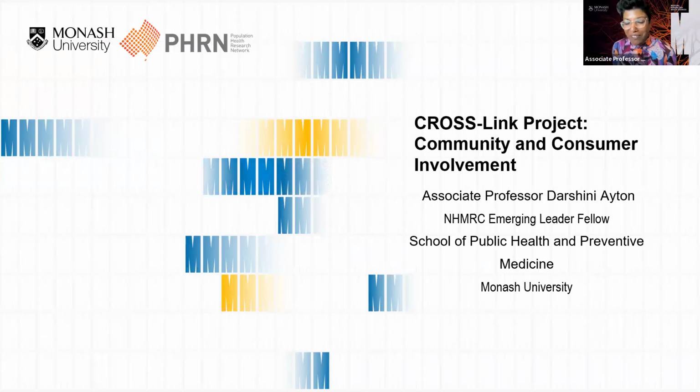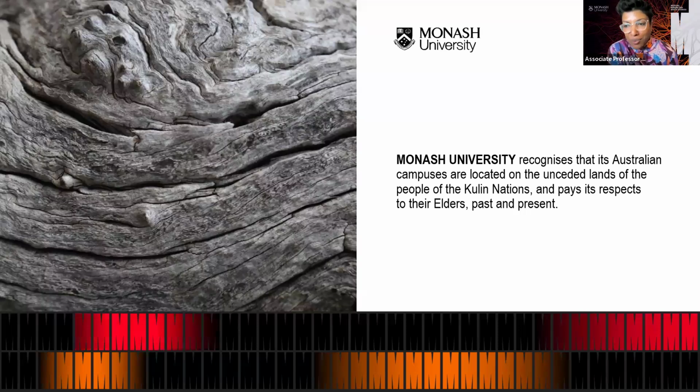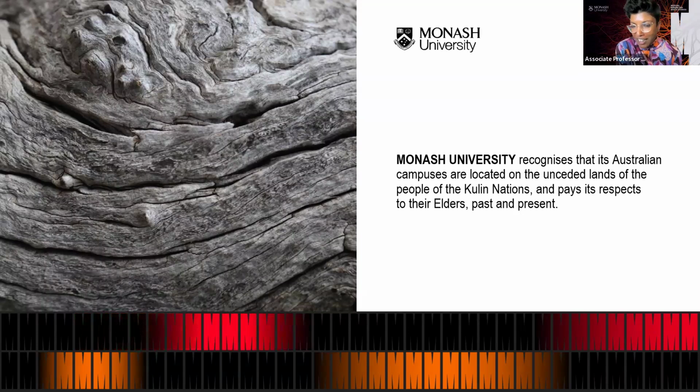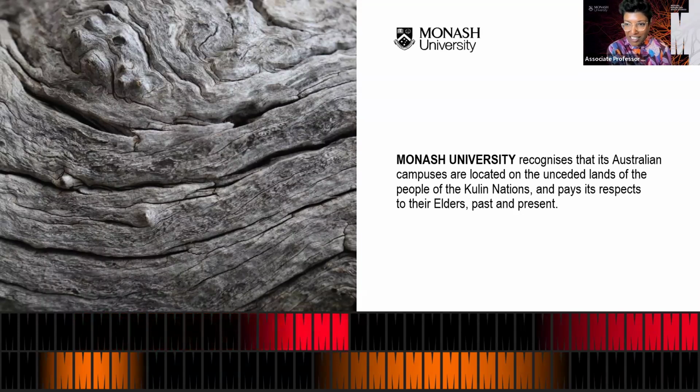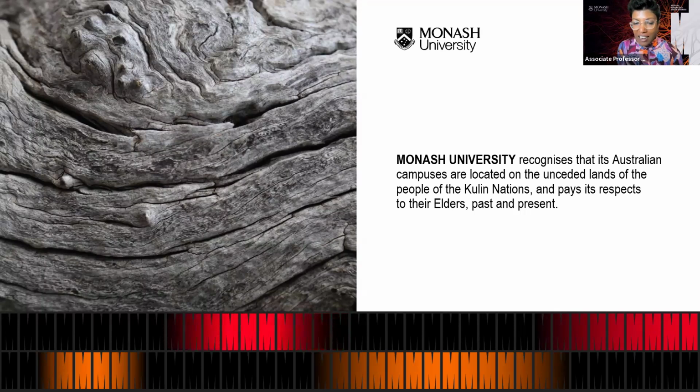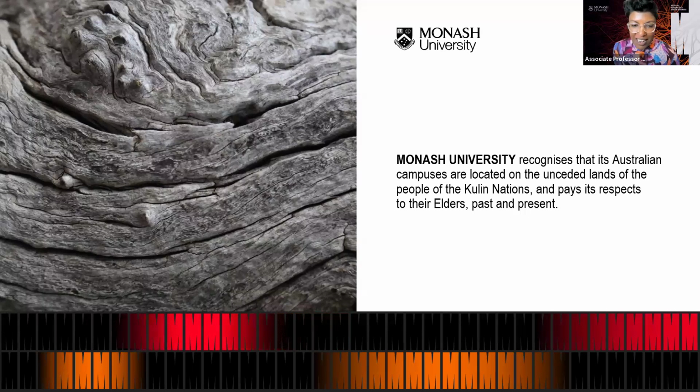Come off mute. Hello, everyone. I'm really thankful to be able to chat to you about the Consumer and Community Involvement Program under the Crosslink project. But before I start, I just want to take a moment to recognise for Monash University that its Australian campuses are located on the unceded lands of the people of the Kulin Nation. So I'm zooming in from Wurundjeri land, and pay my respects to their elders past and present and any First Nations people here with us today.